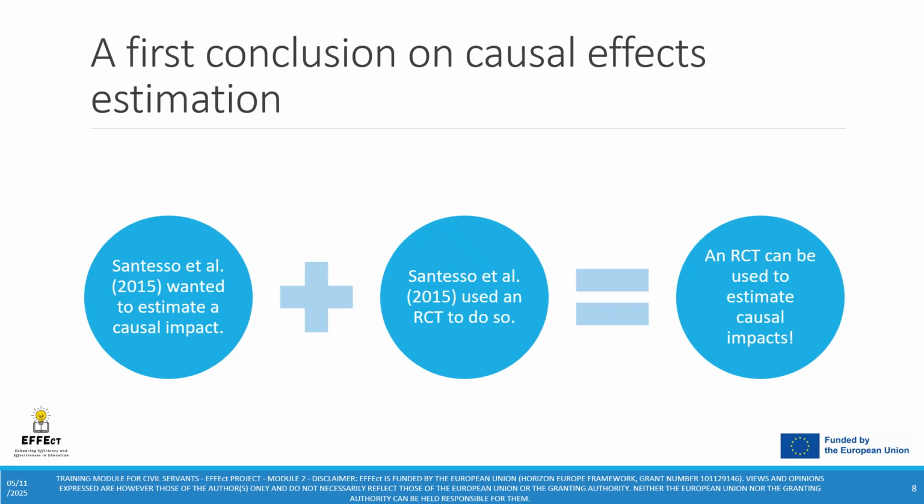This allows us to draw a first conclusion on causal effects estimation. Santesso and colleagues wanted to estimate a causal effect, and they use an RCT to do so. Therefore, we can conclude from this that an RCT can be used to estimate causal impacts.